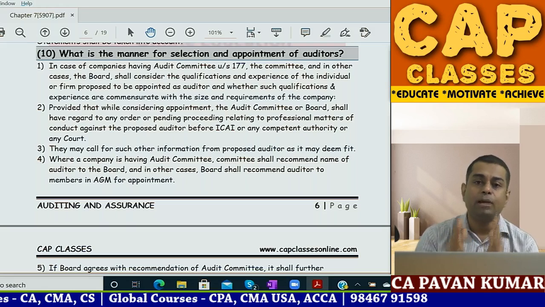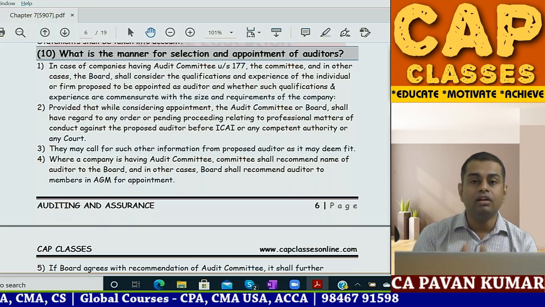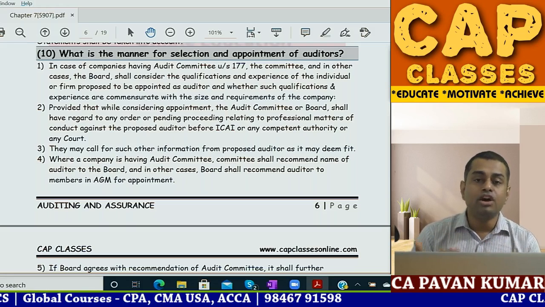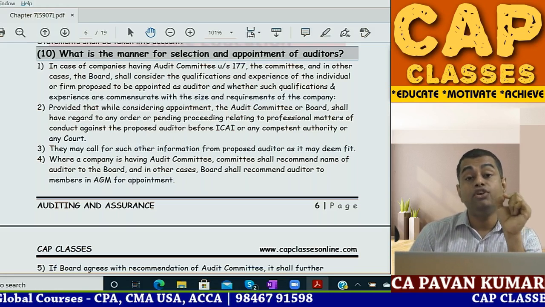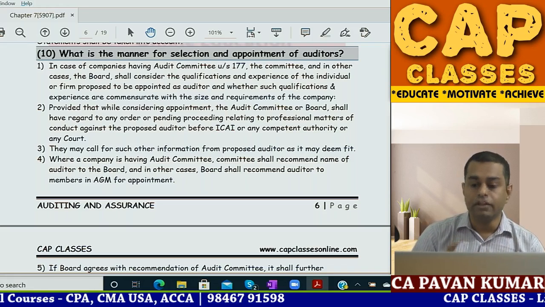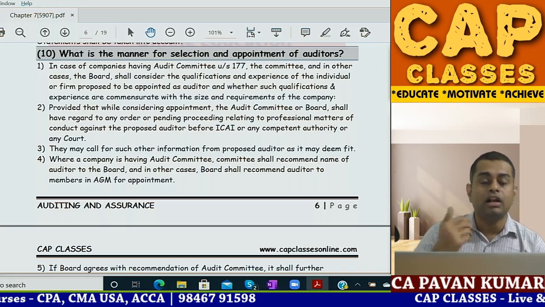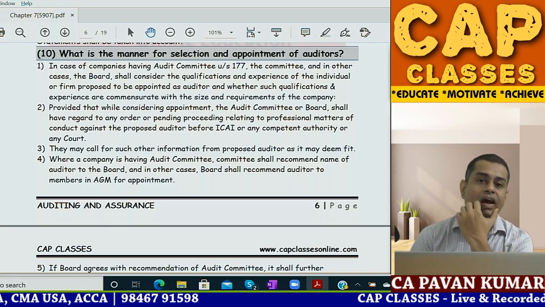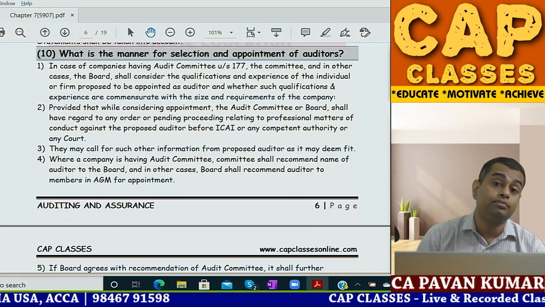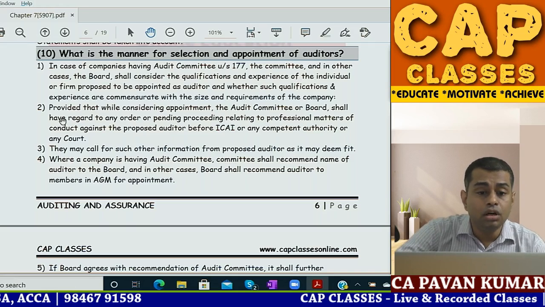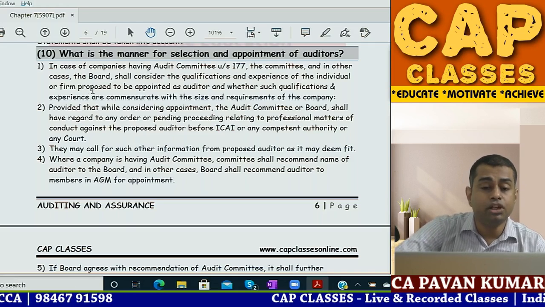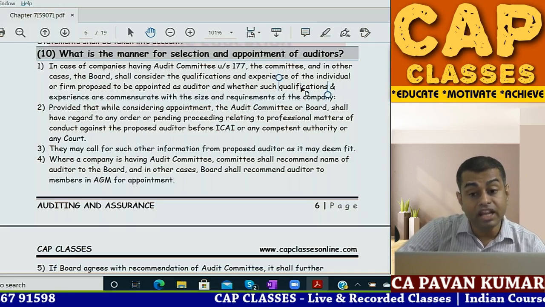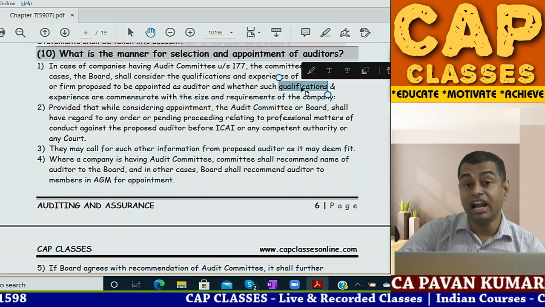See, when you are applying for bank audit, even in your ICAI membership, empanelment form or RBI, wherever you are filing that, they will ask you, have you done bank audits before? If you have done bank audits before, they will consider you better. If you have not done bank audits before, maybe they'll give you a small audit. So obviously experience is required. So it is based on the experience of the individual or firm proposed to be appointed.